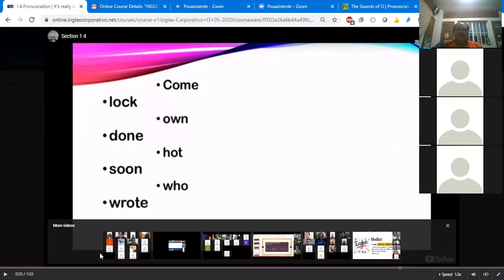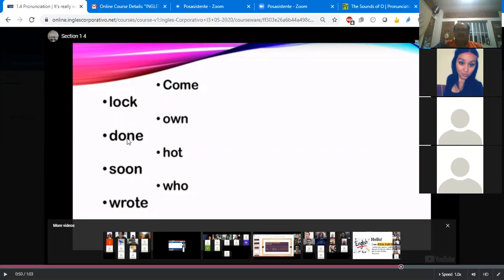Okay. This one? Lock. Right? This is lock, not like a short lock. Lock. Done.